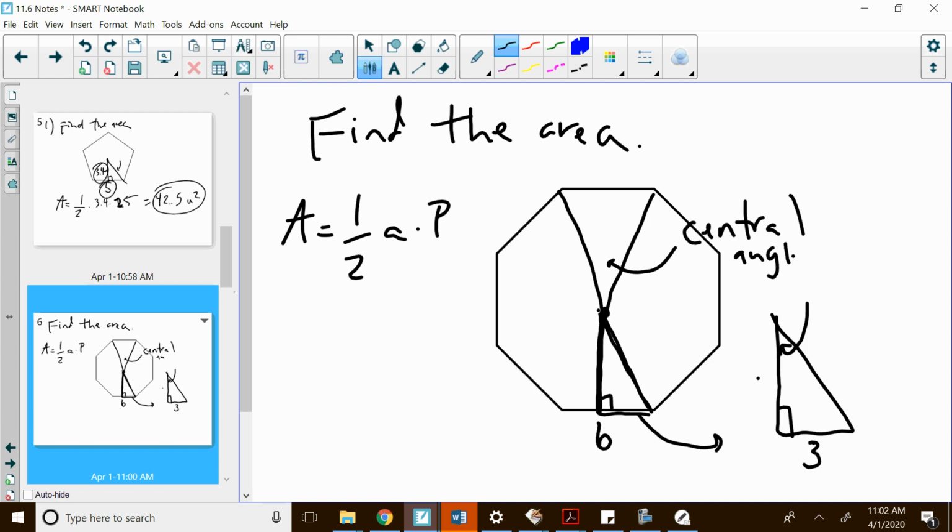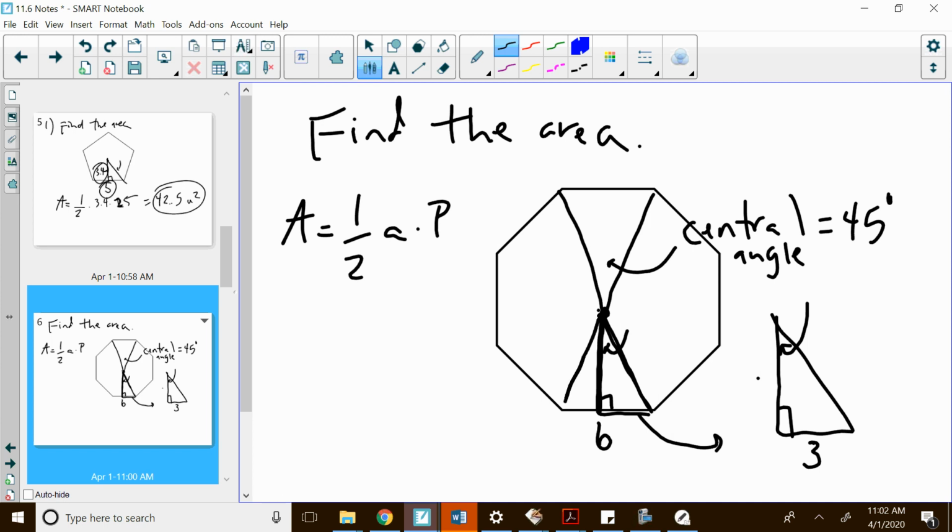Okay, you can find a central angle because there's going to be 8 central angles in an octagon, and all of them have to add up to 360. It kind of goes in a circle. So if you took 360 divided by 8, a central angle of an octagon is going to be 45 degrees. Now this angle in here is not a central angle. It's half of a central angle, right?